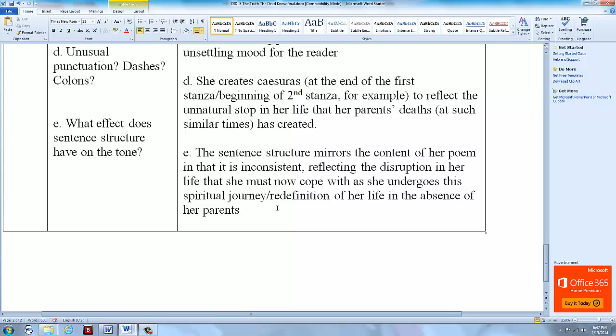And overall, I felt the sentence structure mirrors the content of her poem. It's inconsistent. It reflects the disruption in her life, her spiritual journey, her inability and her attempt to redefine her life in the absence of her parents. And I think when we get to letter E, you can really start thinking about theme. Sexton is telling us that the dead have a truth that we don't know yet. And some of it is a spiritual and religious truth.